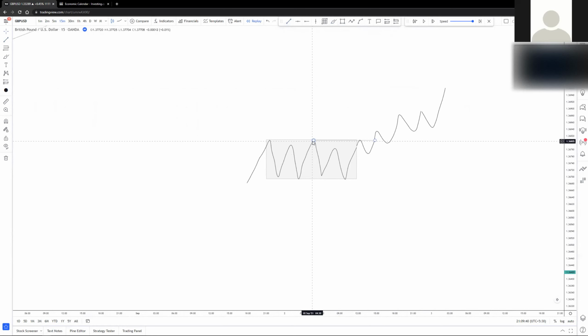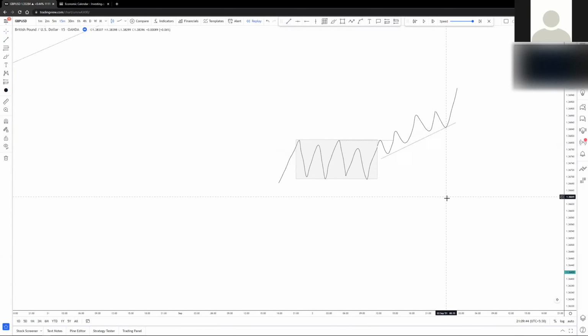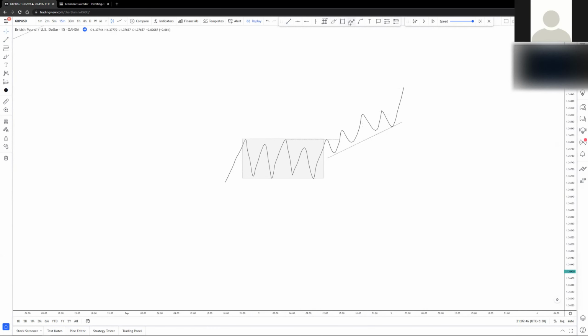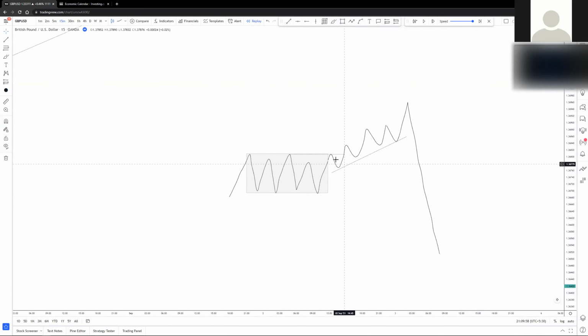Inducements, inducing buyers into the market. These fake trend lines and all of that stuff are forming. But what happens with London Open? They will reverse. Everyone that wanted to buy here will get taken out. This is what ICT calls accumulation, manipulation, and distribution, AMD. So this is what happens.